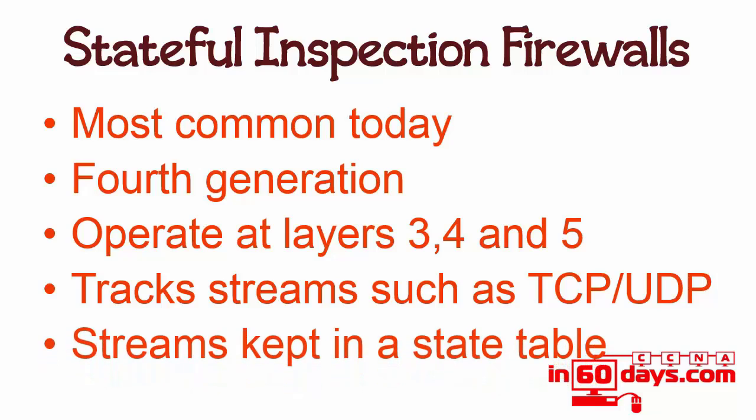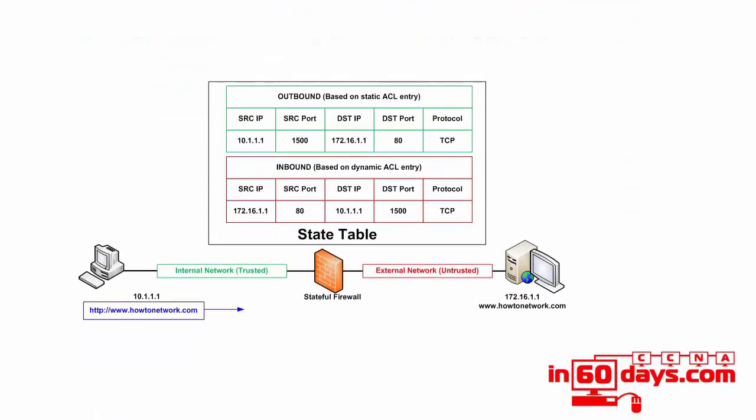Now streams are kept in a state table, and what this allows the firewall to do is build a map of related connections, and it can also speed up traffic that's coming in and out because it recognizes a particular state or a stream that has already been permitted. Then it's safe to assume that the same traffic inside the same stream can also be permitted, and obviously the same applies to denied streams.